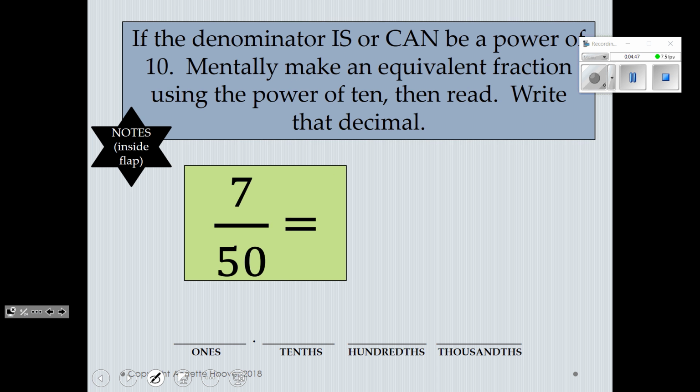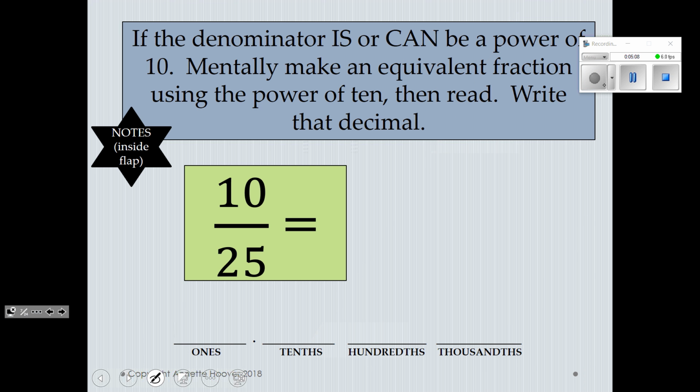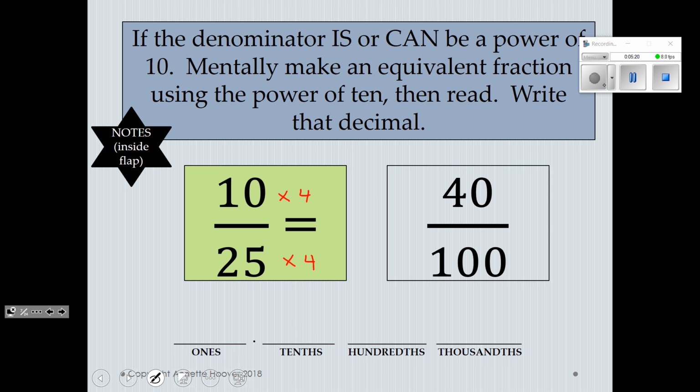Okay, here's another one, 7/50. I can easily make that into a denominator of 100. 50 times 2 is 100, so I multiply 7 times 2 to get 14. That would be 14 hundredths. So when I write it, I have 14 with the 4 being in the hundredths column. 10/25ths, I can make that into hundredths. I know that 25 times 4 equals 100, so I multiply the top by 4, and that would be 40 hundredths. So when I write that, 40 hundredths will be the same thing as 4 tenths, or 40 hundredths.